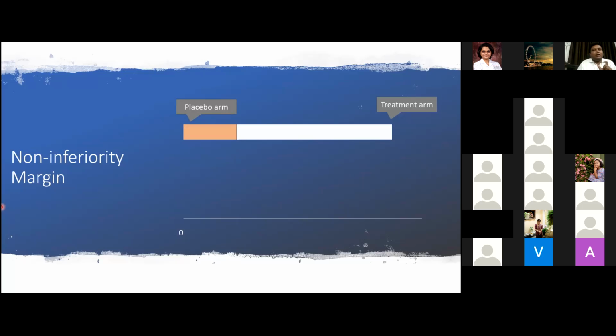Now, if we actually see the effect size, it is the difference between the fall of blood pressure in the treatment arm and the placebo arm. Basically, here it is 12 minus 2. So here the effect size for the treatment arm is 10. This is for drug A. Now, this drug A is an already established drug.